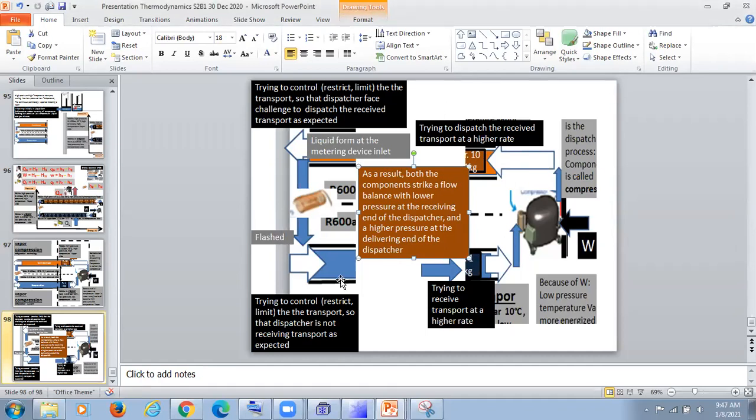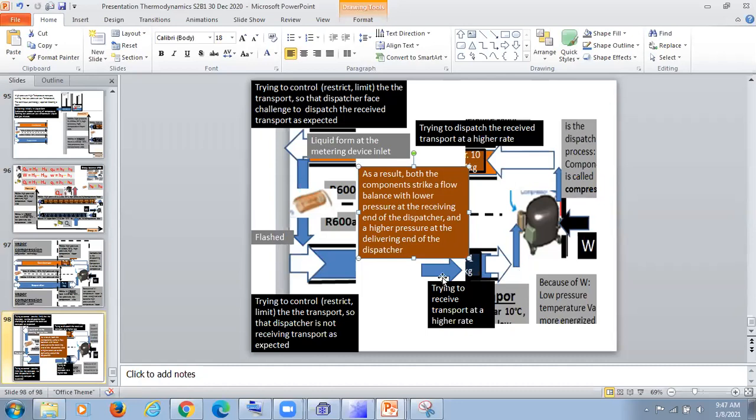Okay, low pressure, low temperature, and high pressure, high temperature. So one is the flashing effect, the other is the dispatch effect. One is the metering effect, the other is the dispatch effect. It means you have to suction here, and here high pressure means you have to compress this.